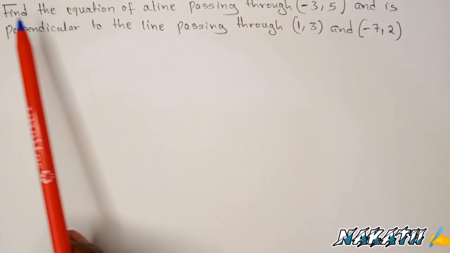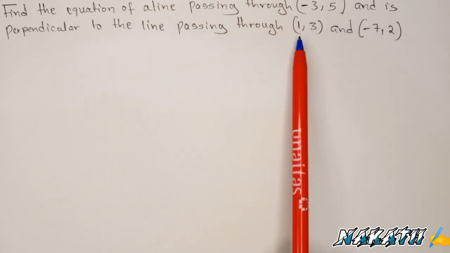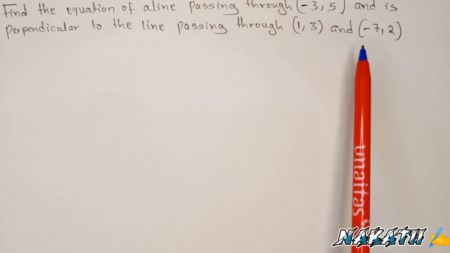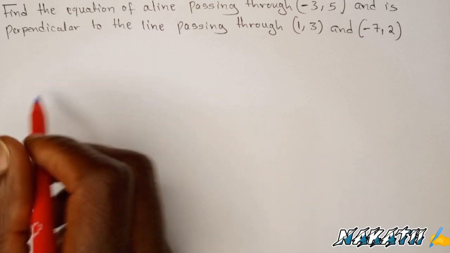It says find the equation of a line passing through (-3, 5) and is perpendicular to the line passing through (1, 3) and (-7, 2). Let's sketch so that you can see how these lines look.